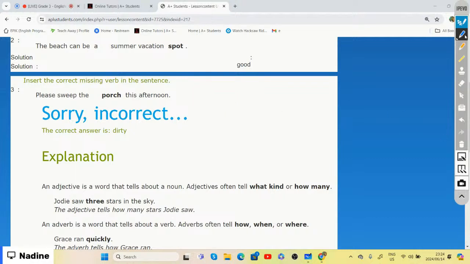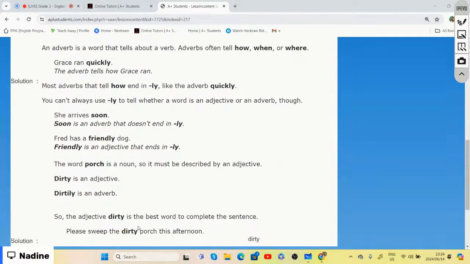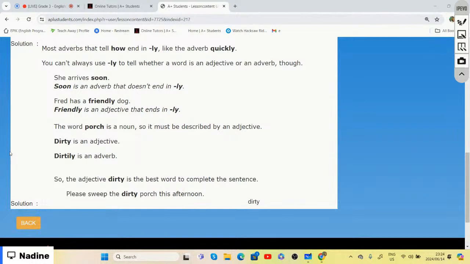And dirty basically tells us how the Porsche is, right? And the word Porsche is a noun. Remember, as much as they say the adverb, the verb, we also need to look at the noun, the word that is being described or identified.